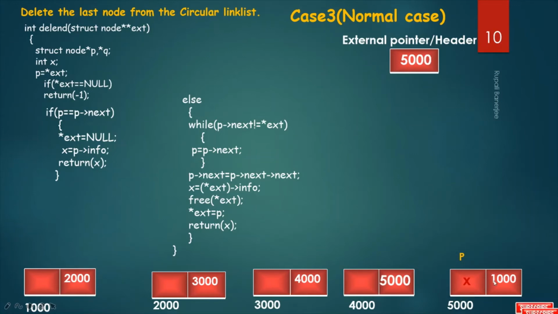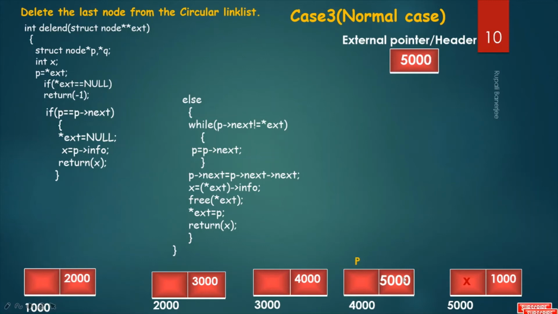Is P arrow next 5000? No. Then P equals P arrow next. Next time P is this node. Now is P arrow next star ext, that is 5000? No. So P equals P arrow next. Come here. Check, is P arrow next star ext, that is 5000? No. So P equals P arrow next. Check again, is P arrow next star ext, that is 5000? No. P equals P arrow next.